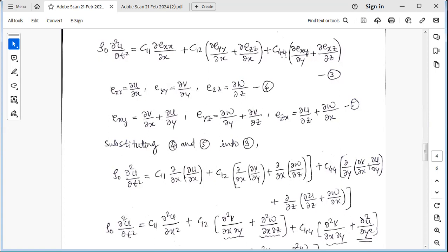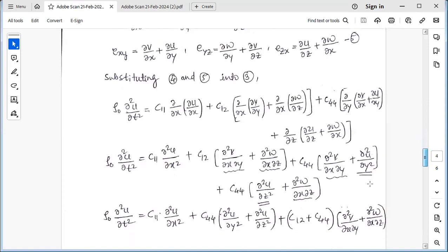Plus C44 and ∂/∂y of Exy. Exy means this one: ∂v/∂x plus ∂u/∂y. That we have to substitute here. So ∂/∂y of this quantity, plus ∂/∂z of Exz. Exz is here, so this we have to substitute. Then we have to simplify.